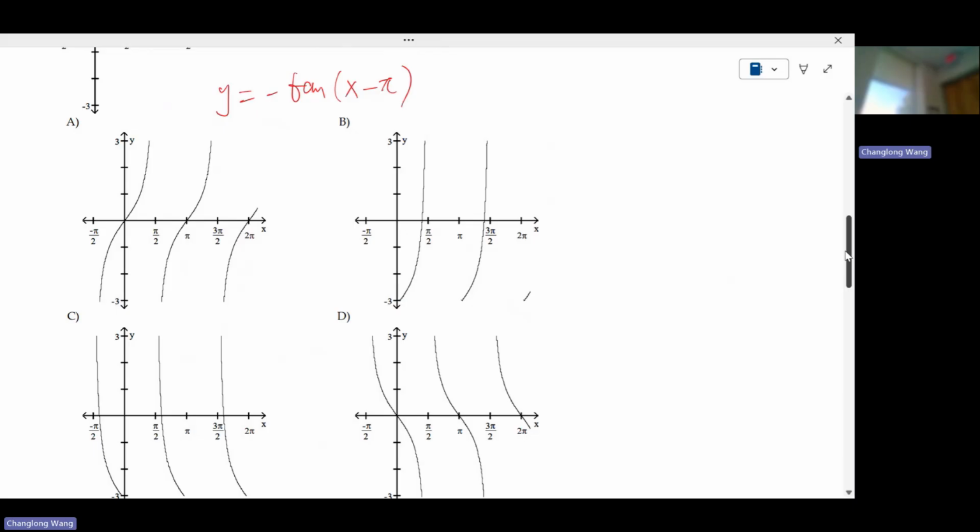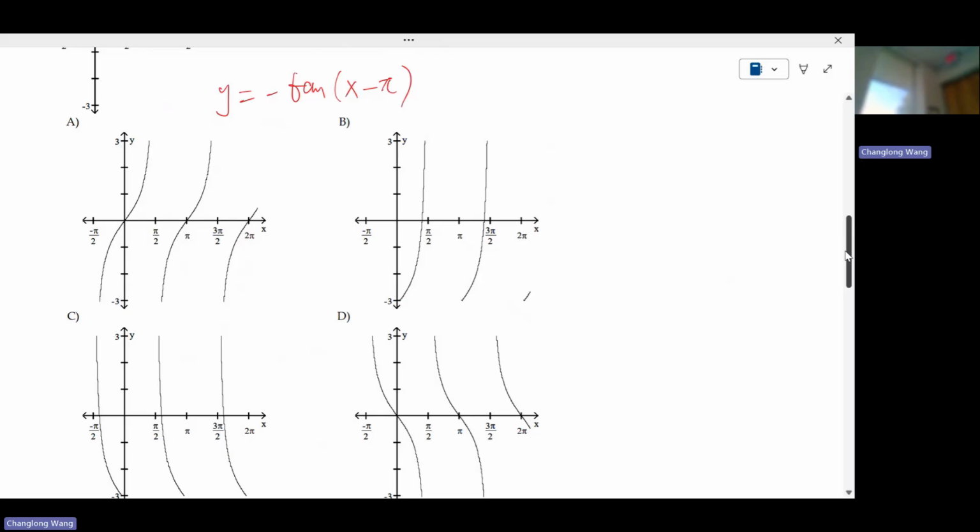So now if you're looking at the bottom left graph, you know that it has to be shifted to the right by pi units. And then the negative sign overall is going to flip it vertically. And that's why it looks like that, right? It's supposed to be going from the bottom left to the top right, but it's flipped.